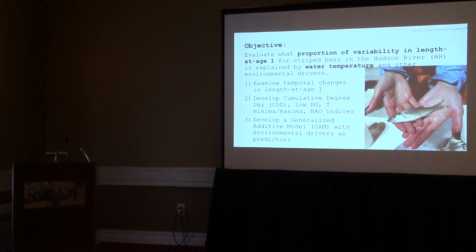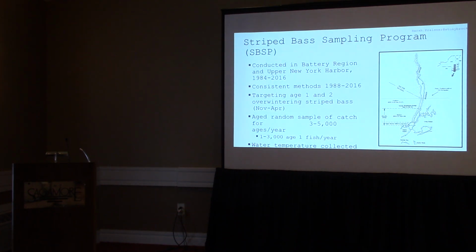So some kind of sub-objectives to get me there were first examining temporal changes in length at age 1, and then developing temperature indices, DO indices, and NAO, or North Atlantic Oscillation, indices. So all of these environmental variables were put into a generalized additive model, and then I went through a model parameterization and selection process with these environmental variables as the predictors and that median length at age as the response variable.